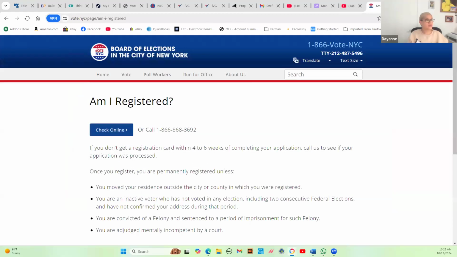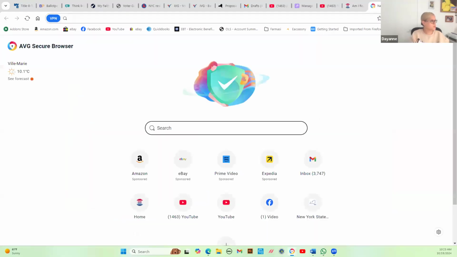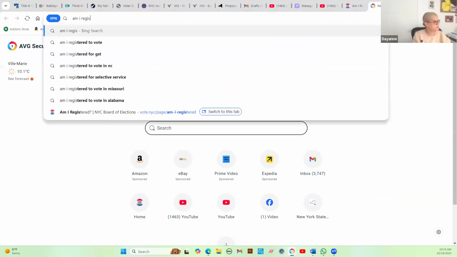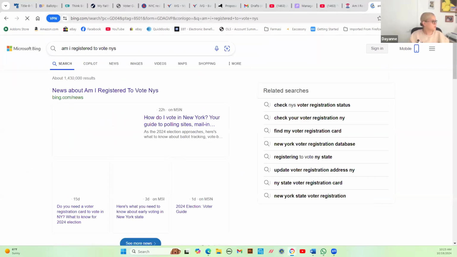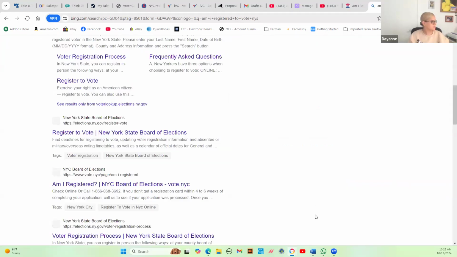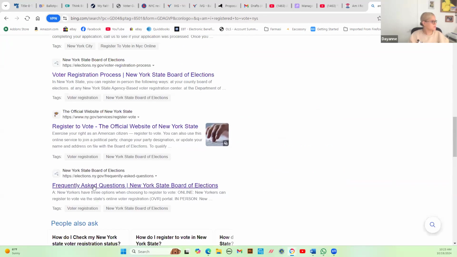Now, there's another way you could check that also. So let's just go here quickly. Let's see what it comes up with. State. You can also go to New York State. So we went to New York City, but if you want to check the whole entire state, New York City will probably cover the tri-state area, the 5 boroughs.